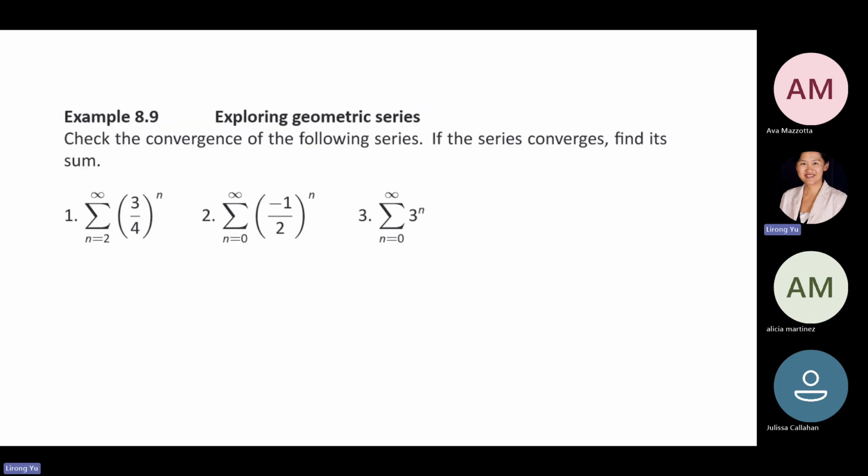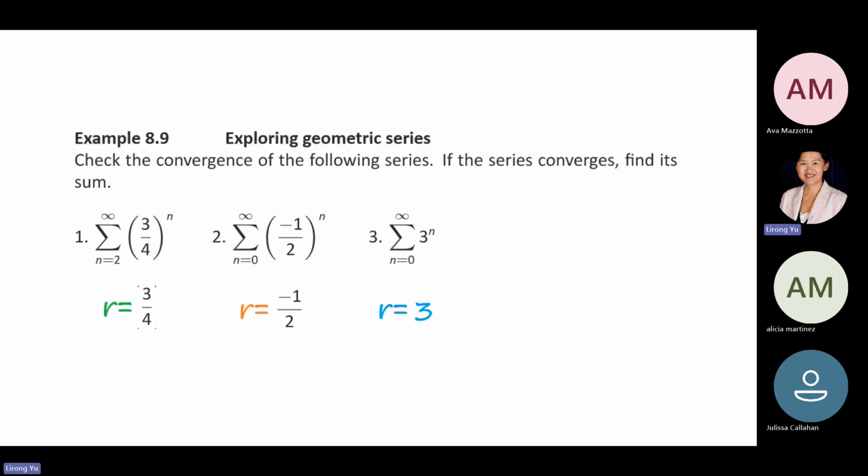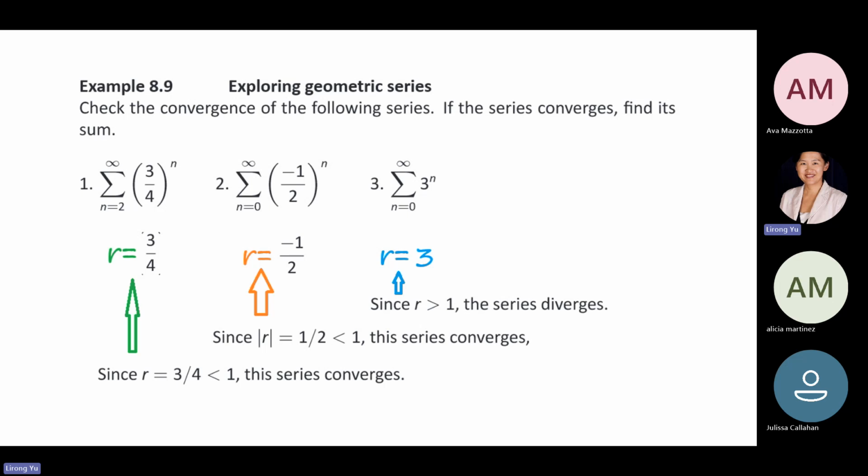Anyway, this is a little exercise we already went through. These are all geometric series. They have different r. And remember, to be convergent, r has to have an absolute value less than 1. That means the last one diverges. The first two converge because their common ratio has an absolute value less than 1. If they converge, we have to calculate the total sum.